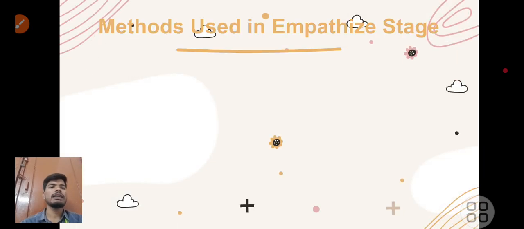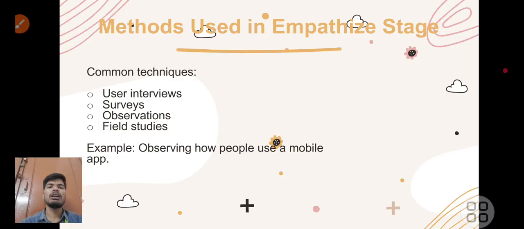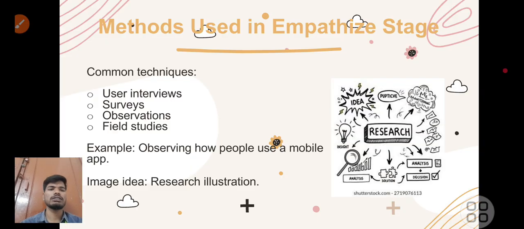Methods used in empathize stage. Common techniques such as user interviews, surveys, observation, field studies. For example, observing how people use a mobile app. Image idea, research illustrations. In this figure we can see idea, productivity, and so many things involved in the process of research.